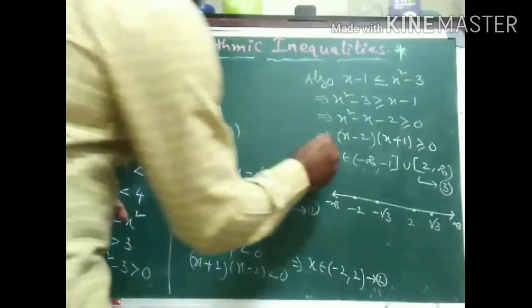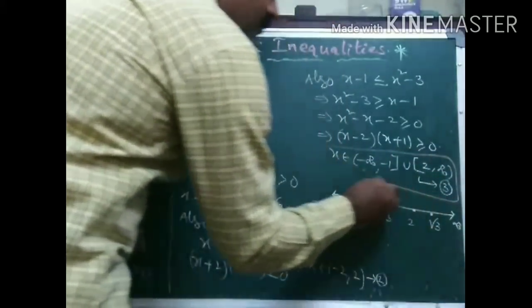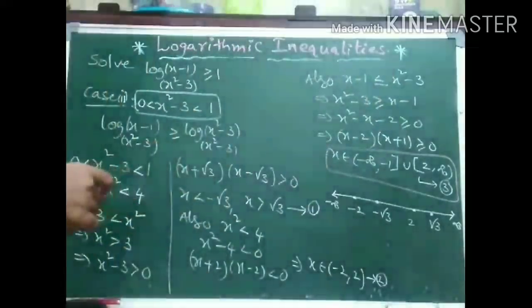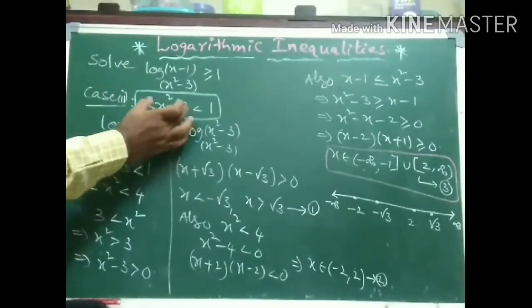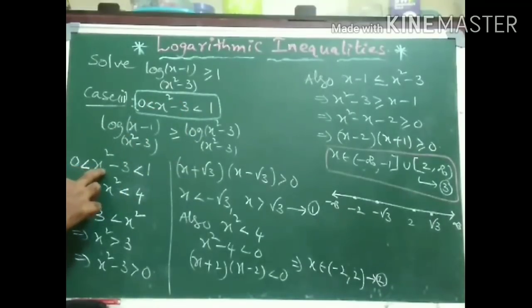Say this is one of the conditions, for example condition 3. Now come back. What about this one we need to solve now? So what do we have? 0 less than x square minus 3 less than 1. Now I want to find only the x value. Since there is a minus 3, let us add plus 3 on all sides.